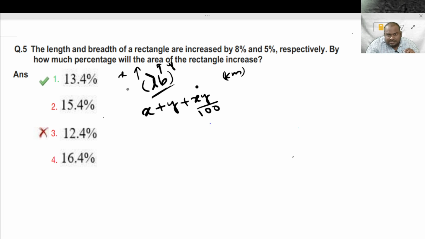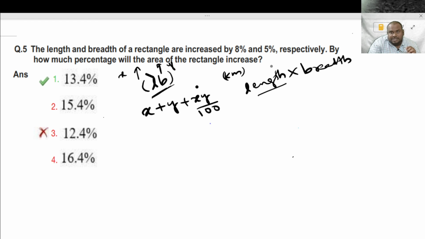So if L increases by X% and B increases by Y%, what would be the net increase in the entire product LB? That will be calculated using this formula, X plus Y plus X into Y by 100. The same way, the formula for the rectangle area is L into B, which is nothing but the length of the rectangle into the breadth of the rectangle.